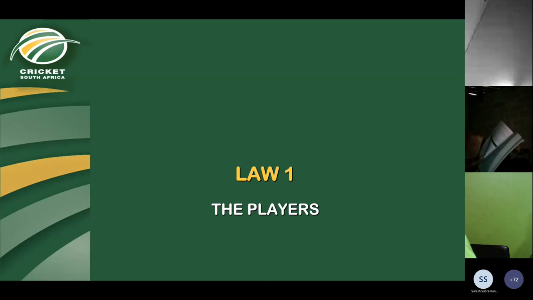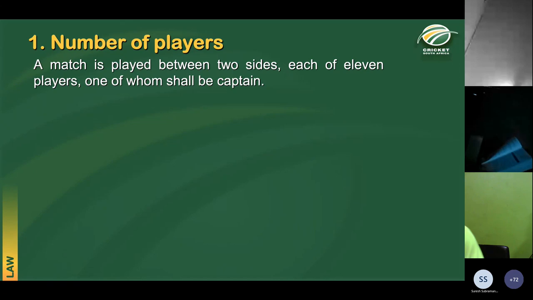So Law 1 is to do with the players. How many players in a cricket team? I'm sure you all know. A match is played between two sides, each of 11 players, one of whom shall be captain. And you will see that there is a relationship between captains and umpires that flows throughout the laws of cricket. So we need to be aware of that relationship and how we engage with captains throughout the match.